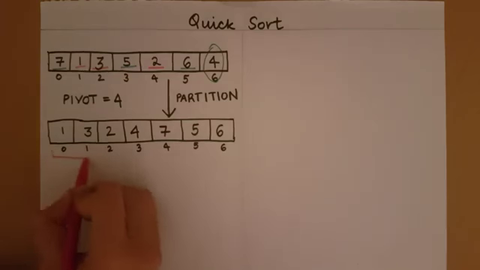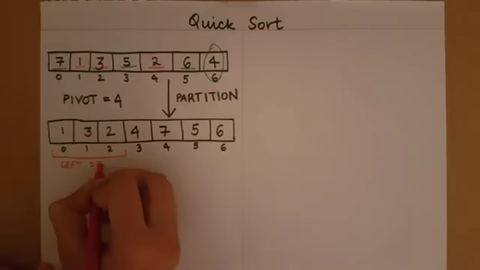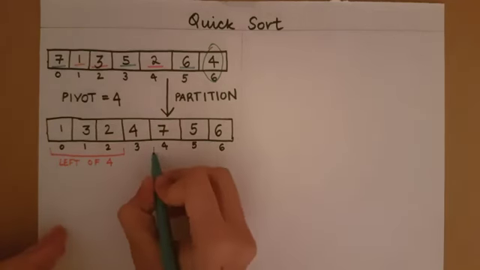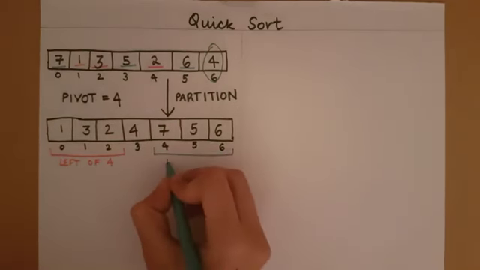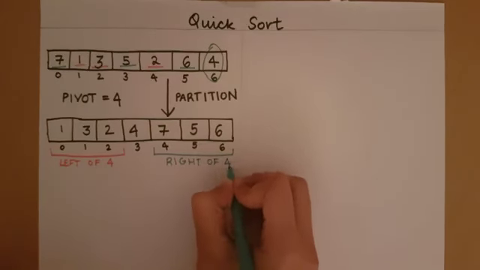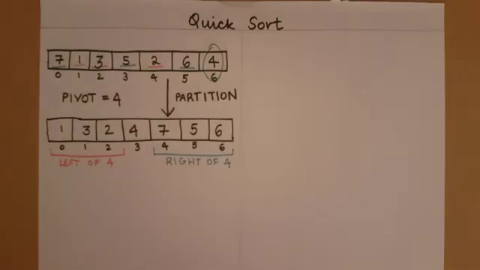So here we have the left of 4, and here we have the right of 4. Now 4 has arrived at its correct position. If we can ensure this for every element of the array, we can say that the entire array has been sorted. So we need to apply this partition algorithm again and again till all the elements of the array have come to their proper position.